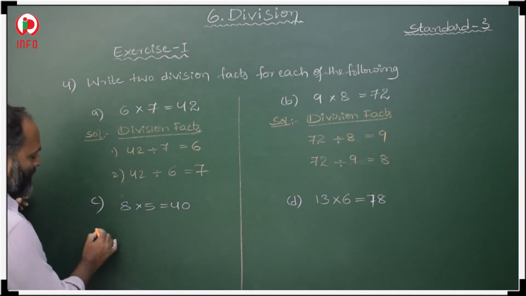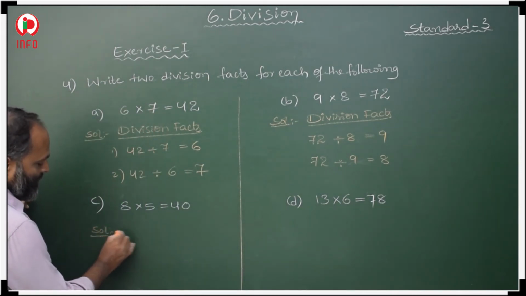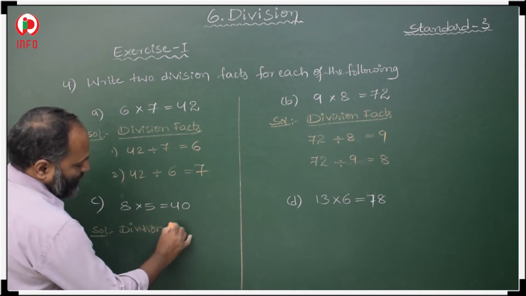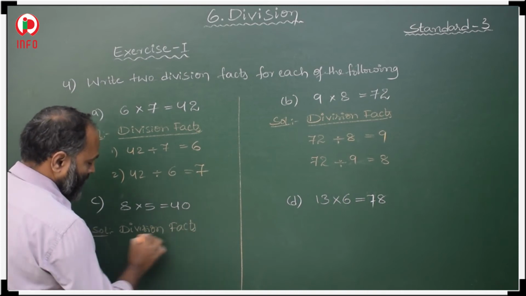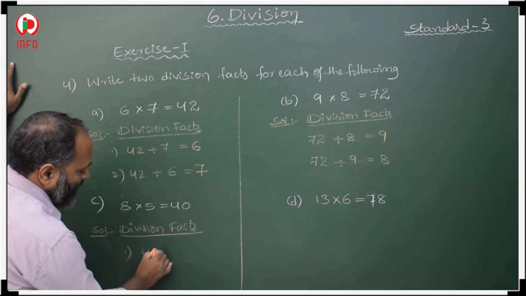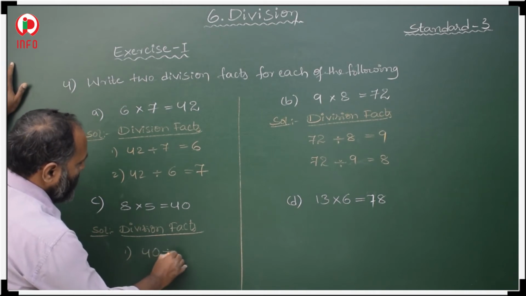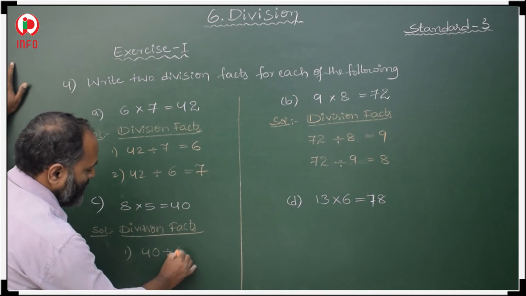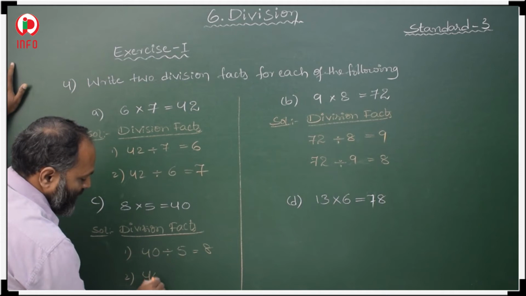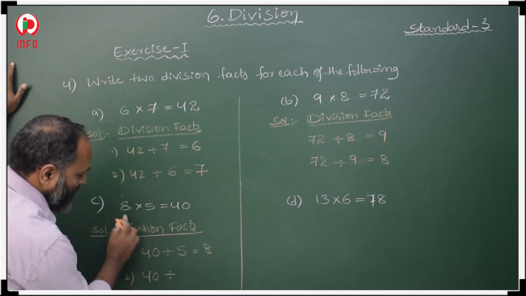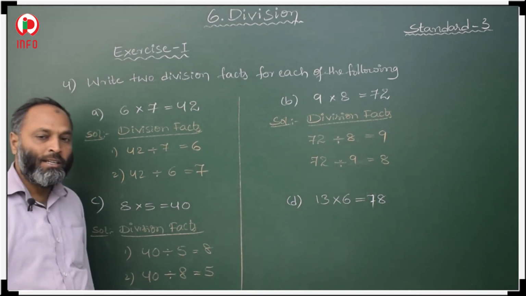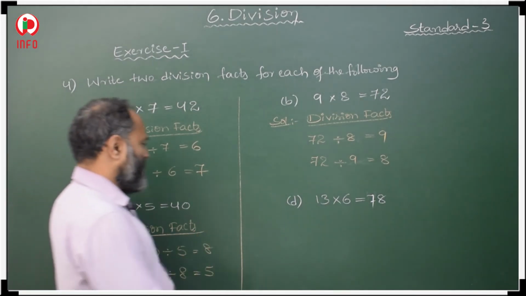For this question, division facts. What are your division facts? First you have to take the product, that is 40. This 40 is divided with this 5, then you will get 8. In the second, again the product is divided with this 8, then you will get 5.